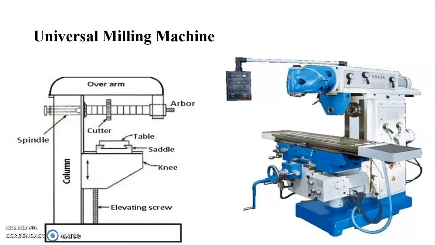Next part, that is the column. The vertical column is mounted on the base and carries accurately machined guideways on its front face. A spindle is mounted on the front face of the column.